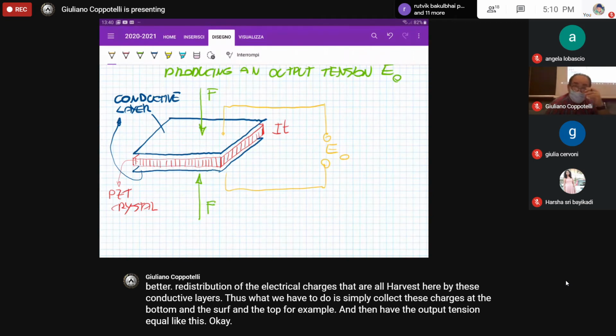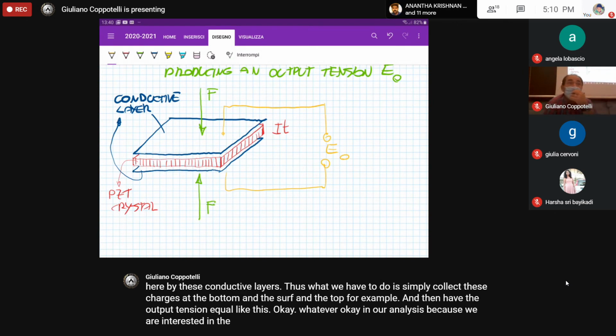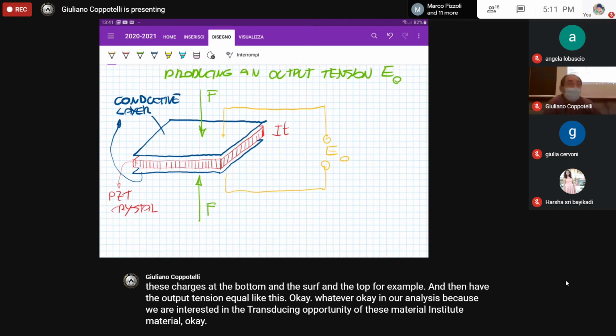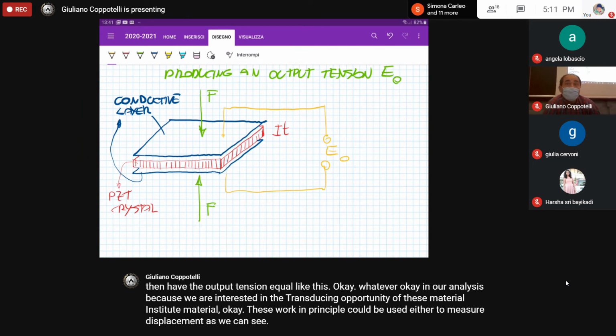Whatever. Okay. In our analysis, because we are interested in the transducing opportunity of this PZT material, this working principle could be used either to measure displacement, as we can see, or we can measure the force. That is one other option that we can have.